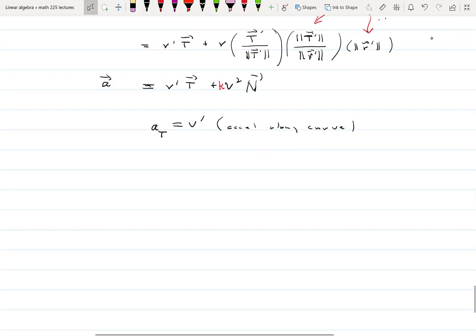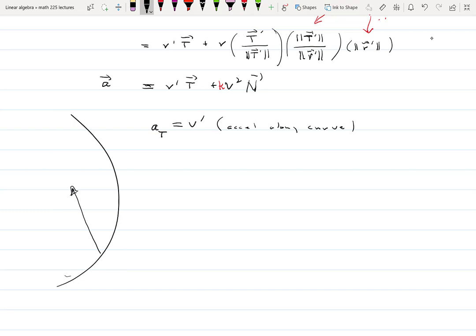Now, let's analyze the normal component of acceleration. So here's what we have so far. We have acceleration in some direction, and it's a combination of a pull forward and an experience of a pull inward. The pull forward is the tangential component of acceleration, and that's the acceleration along the curve. Ride speeds up, I feel pulled forward. Now, the normal component is the curvature of the curve times the speed along the curve squared.